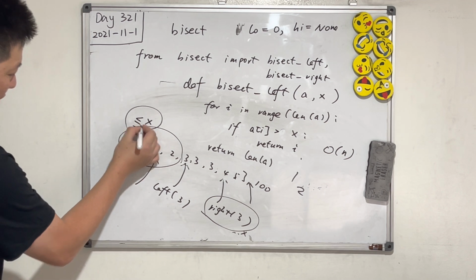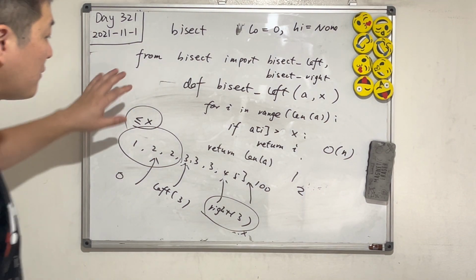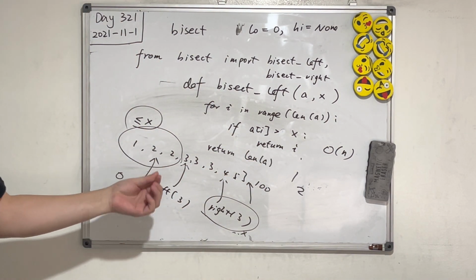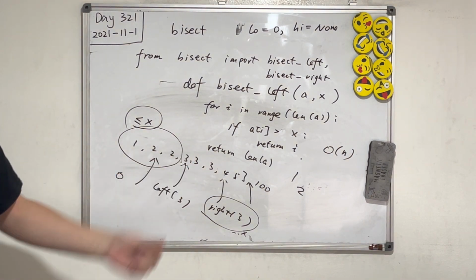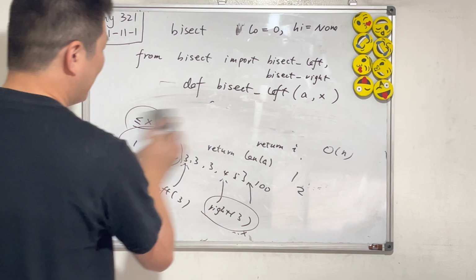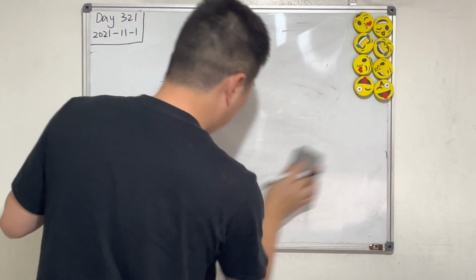Bisect right is not, because we have this equal sign. And as we said, this is slow because we're not using the fact that the array is sorted. Why? Good question. Then I'm going to implement this. Okay, let's implement this.